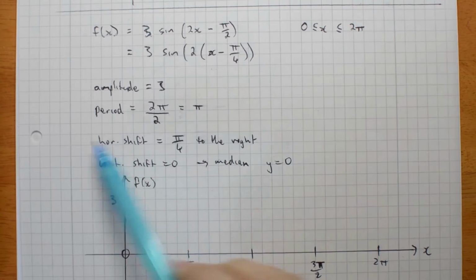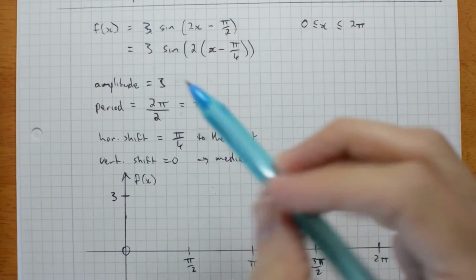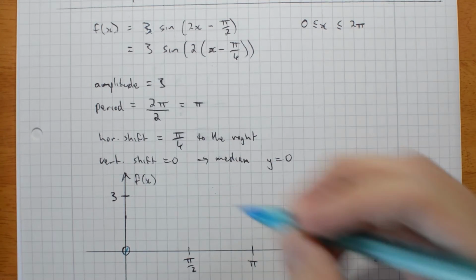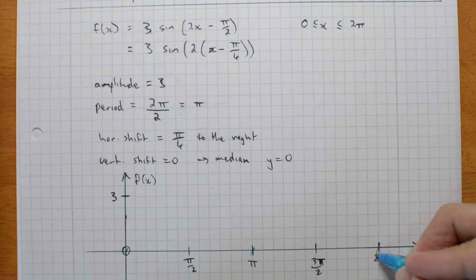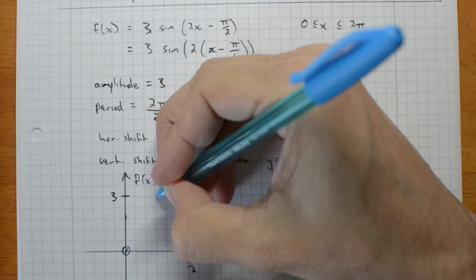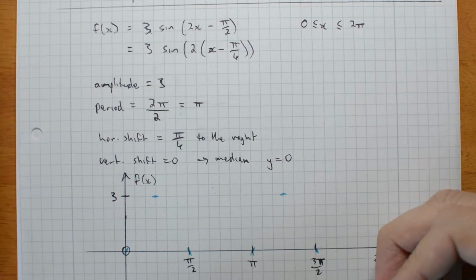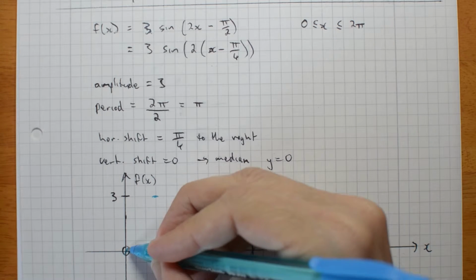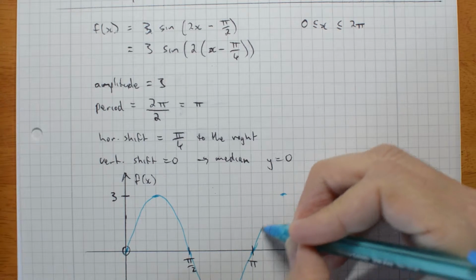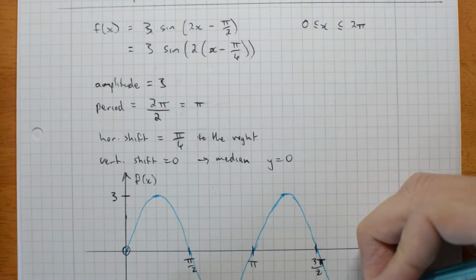So the unshifted graph, without the horizontal shift, has an amplitude of 3. It's positive, so it's upright, as usual. The period is pi. It's a sine graph, so we're going up. Period is pi, we're coming back to here again. Up, so we're going down in the middle and down in the middle. Maximum is up here, minimum is down here. So the unshifted graph looks like this. It's not perfect, but it's good enough.